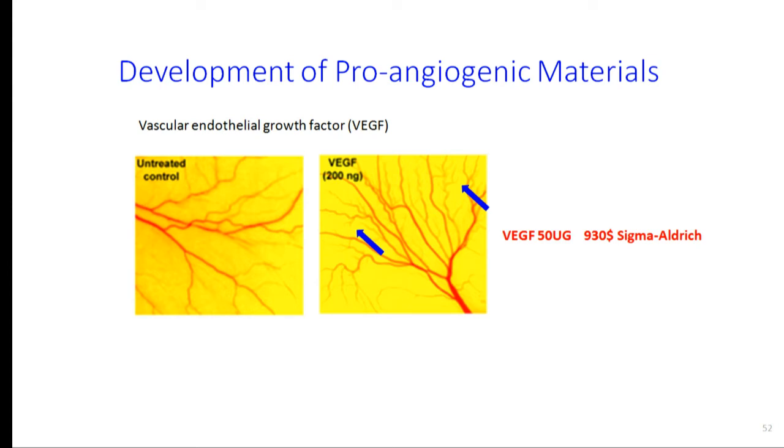This is a chicken fertilized egg. And where they have placed this VEGF, 200 nanograms, we can see there is a massive vasculature, small blood vessels growing. But the question is, is VEGF practical? There was a chance it was practical. That's the reason scientists have been investigating this, and the industries jumped into this one too.